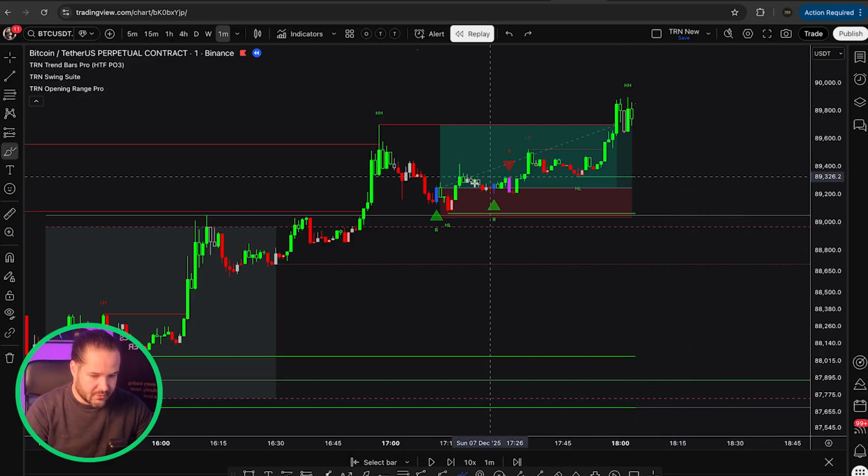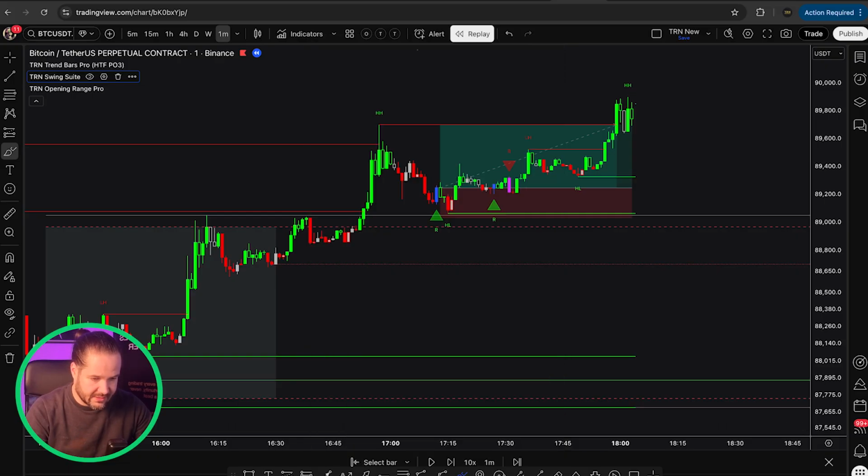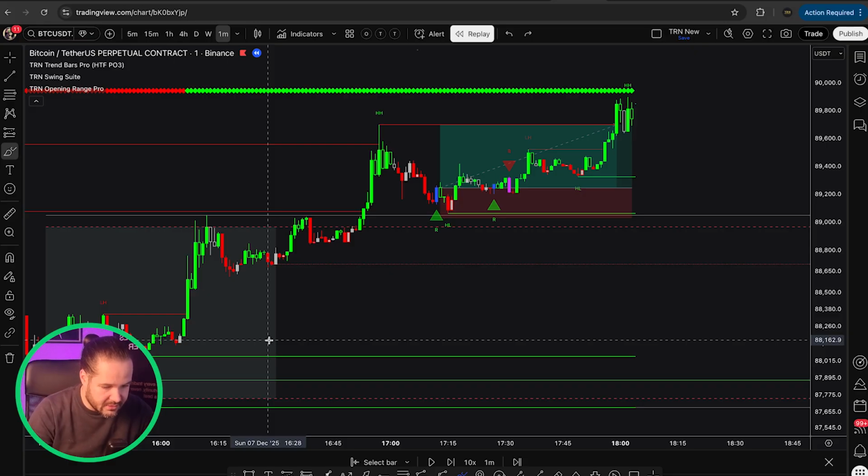By the way, if you struggle to spot these trends and know if you're in an uptrend or downtrend, you can use a powerful feature of the Swing Suite indicator, the swing trend. If you turn this on in the settings, then you will see if we are in an uptrend or downtrend. As long as we print green dots right above here, then we remain in an uptrend. And you can look for entries after pullbacks. So let's see how this plays out this time.